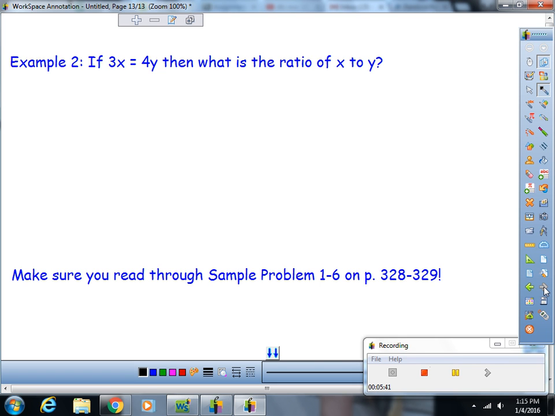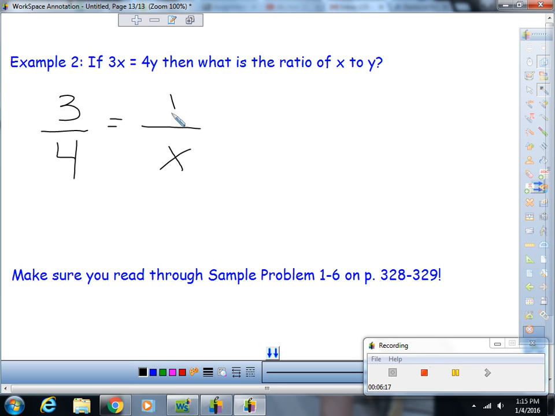If 3x equals 4y, then what's the ratio of x to y? Everyone's like, duh, 3/4. Let's move on. You're wrong. It's not 3/4. Okay? 3 times x equals 4 times y. So is the answer 3/4?